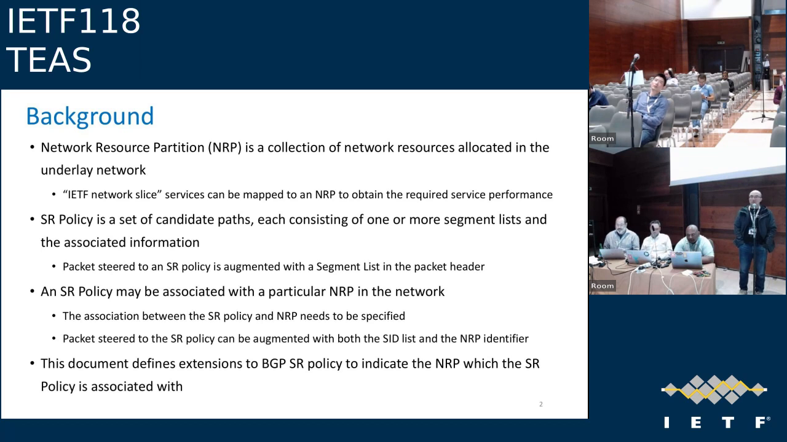Okay, some background about this work. We know the concept of NRP, and an SR policy is a set of candidate paths, each consisting of one or more segment lists and associated information. So that a packet can be steered to an SR policy and be augmented in the packet header with a segment list. And an SR policy may be associated with a particular NRP in the network. This association between the SR policy and NRP needs to be specified in the protocol, so that a packet steered to this SR policy can be augmented with both the segment list and NRP ID in the packet header. So this document defines the extension to BGP SR policy to indicate an NRP with which the SR policy is associated.